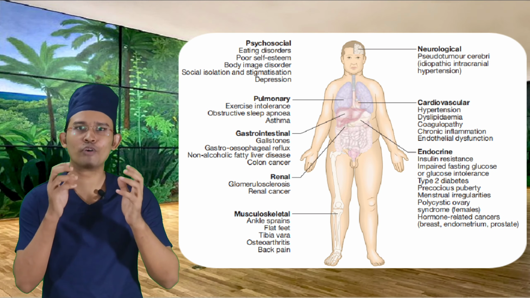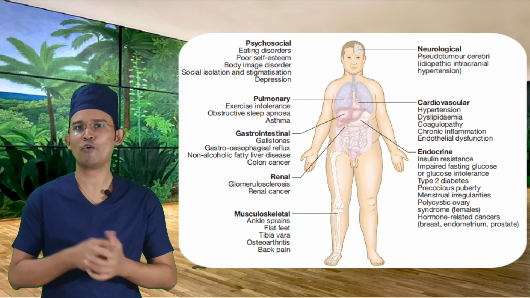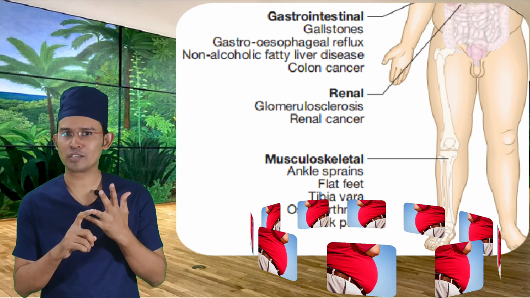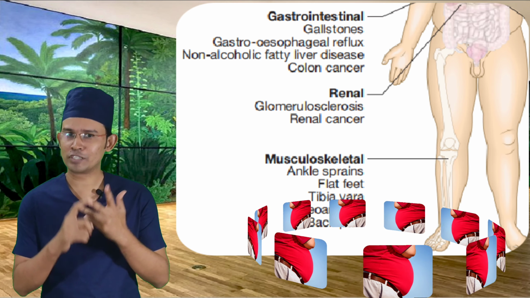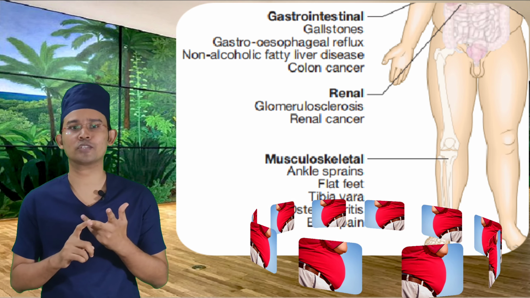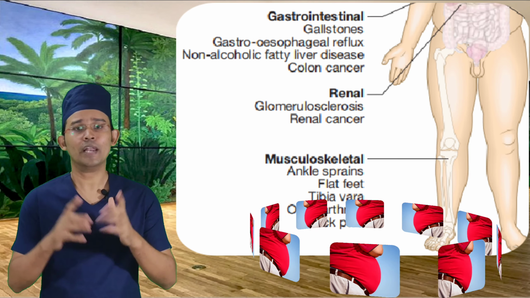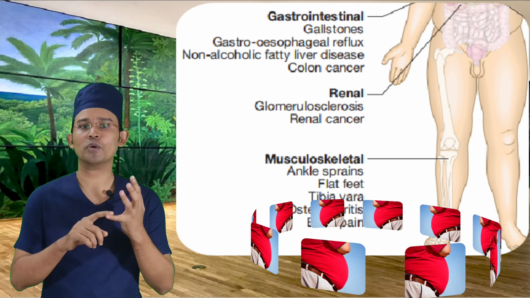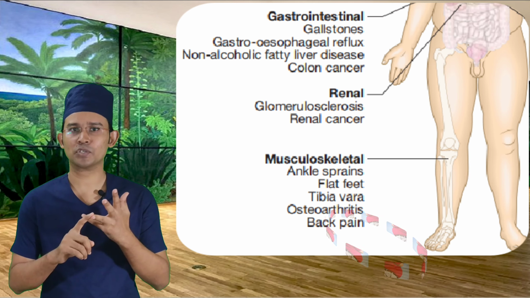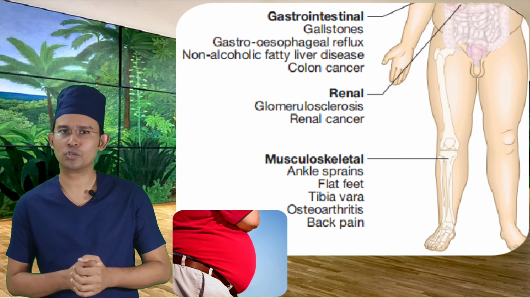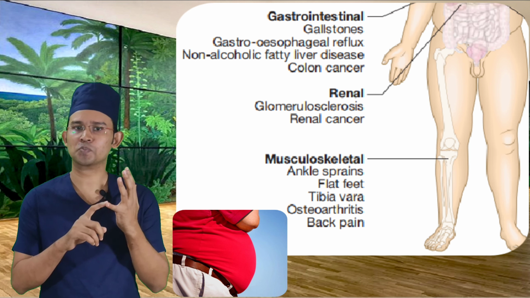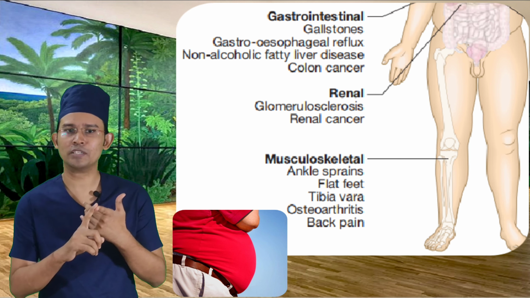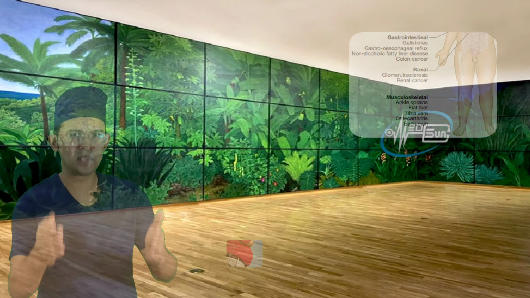Next is gastrointestinal. Yes, we are talking about our GI system. Gallstones, gastroesophageal reflux disease, non-alcoholic fatty liver disease, which is really important, and colon cancer. Next is renal, meaning we are talking about our kidney system. Glomerulosclerosis, renal cancer. Okay, next is musculoskeletal: ankle sprains, flat feet, tibia vara, osteoarthritis and also back pain.